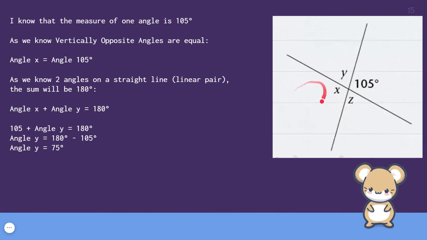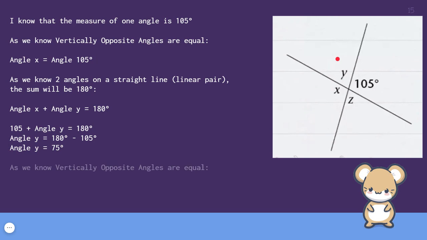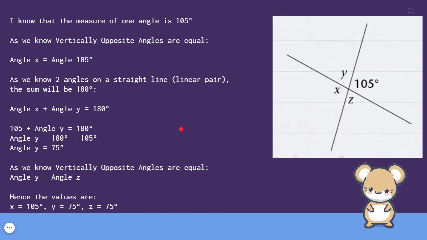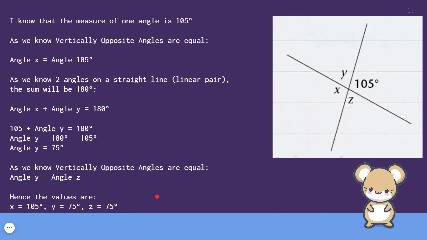So now I have found out X already because of vertically opposite angles, and now because of linear pair I have also found the answer for Y, which is 75 degrees. Now as we know vertically opposite angles are always equal, I can now find the value of Z easily. That means the values are X is going to be 105 degrees, Y and Z both are going to be 75 degrees. Again, if you want to understand this, please pause this video. Try to learn it by yourself. If you can't understand, just try to read it and try to understand, please.